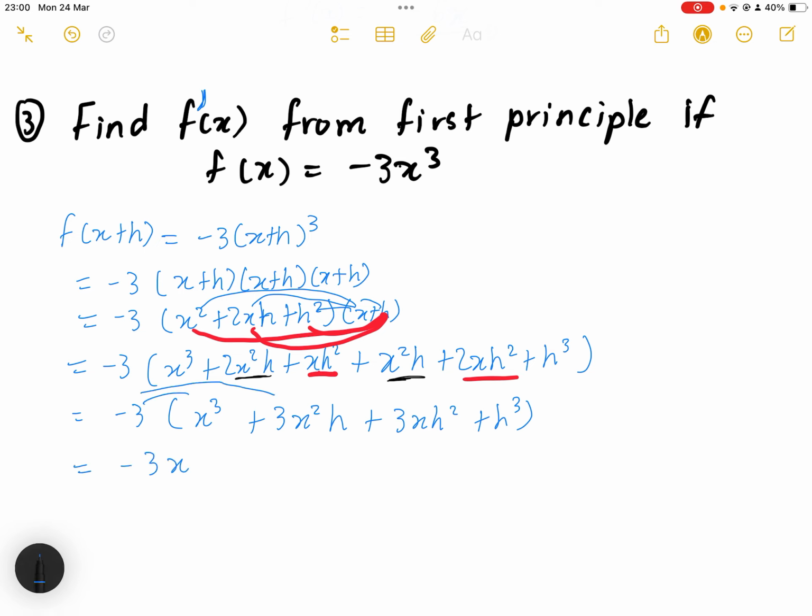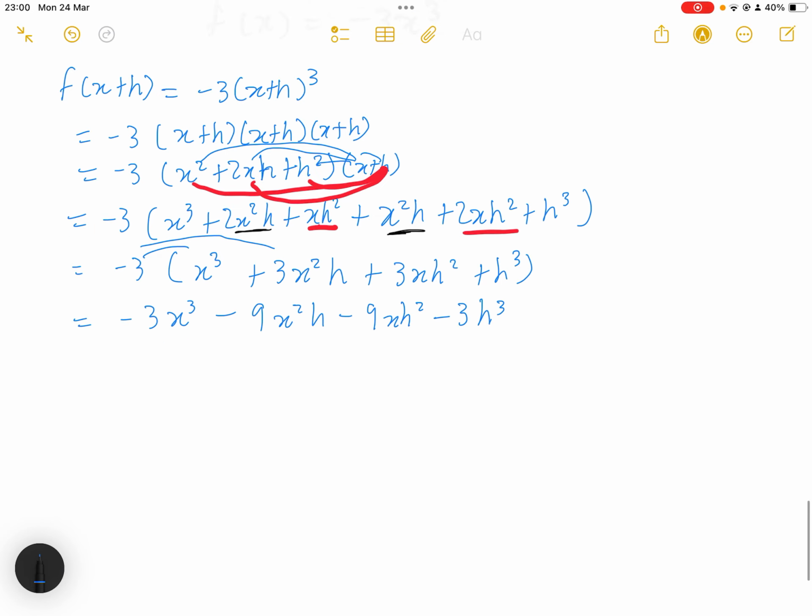Now we can multiply the negative 3 inside the brackets. It's going to be negative 3x cubed, minus 3 times 3, that's 9, right? It's going to be 9x squared h, minus 9xh squared, minus 3h cubed. So this is going to be your f(x plus h).